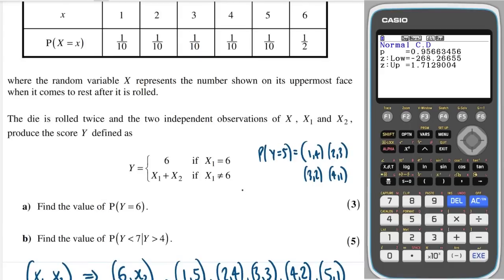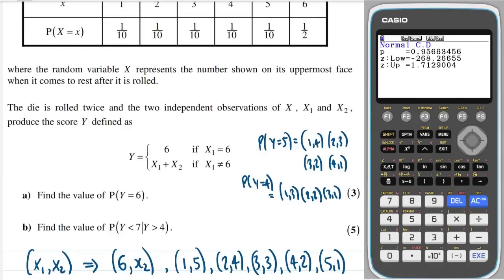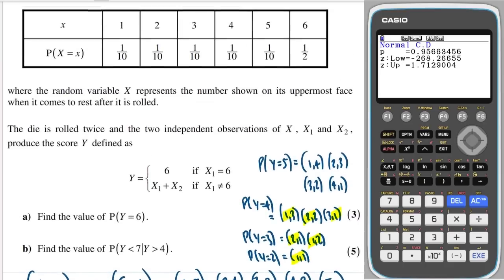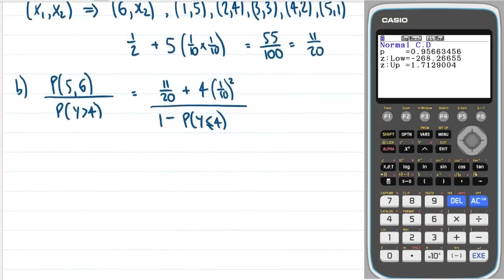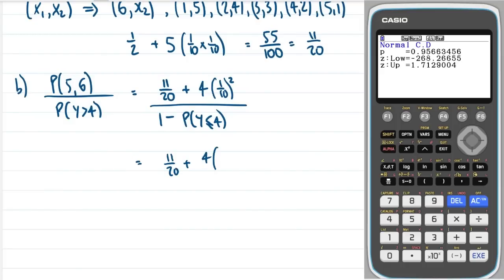Let's go back up to our distribution. The probability that we are equal to 4 is we can have 1 and 3, 2 and 2, and 3 and 1. And the probability of getting a 3 would be 2, 1, and 1, 2. And the probability of getting a 2 would be just 1, 1. So we have 1, 2, 3, 4, 5, 6 different outcomes. And each of them has the same probability, which is a tenth times a tenth, so a hundredth. And there are 6 of them, so that's 6 hundredths. So this simplifies down to 11 over 20 plus 4 over 10 squared, which is just 4 over 100. And that's 1 minus 6 over 100.